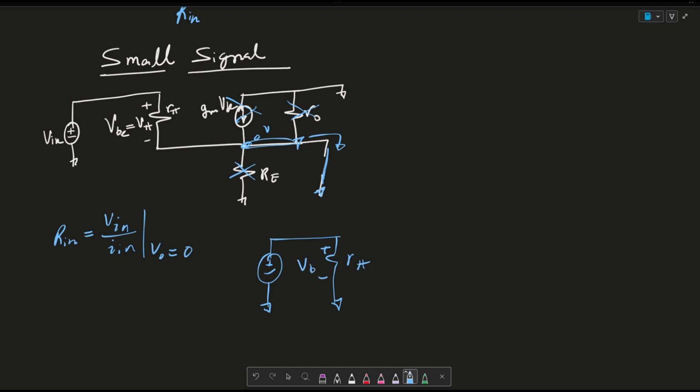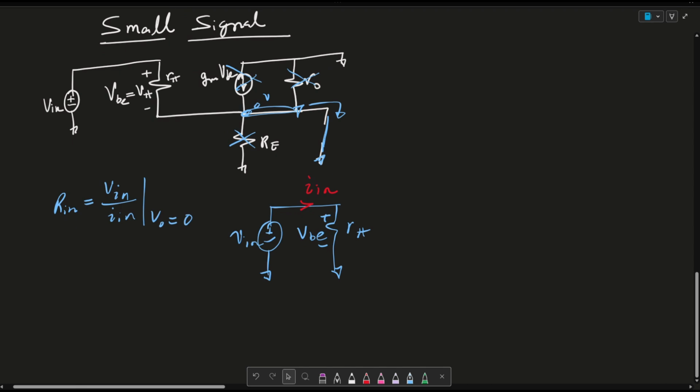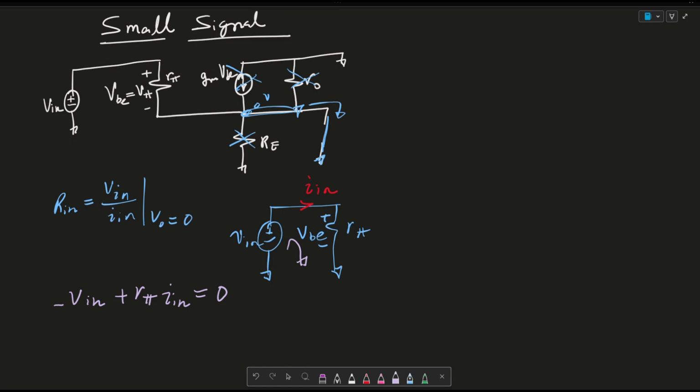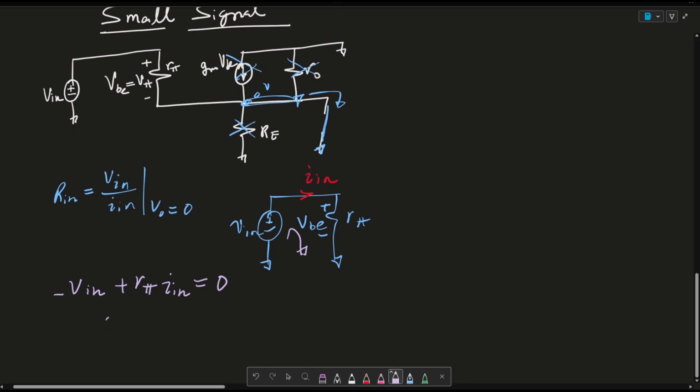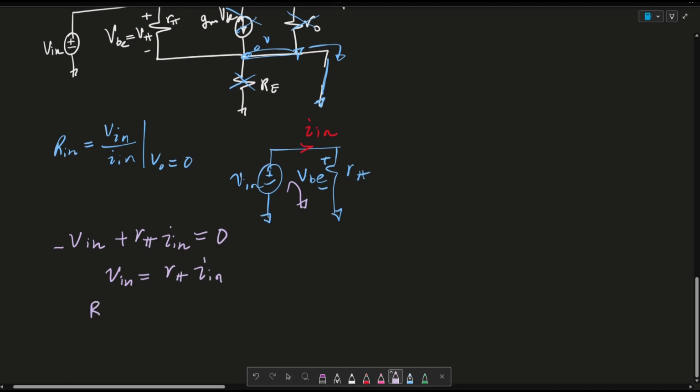The voltage across here is called VBE, and this is Vin. And the current that flows here is Iin. As you can already see what Rin is going to be, but let's go ahead and write some equations. For example, I'm going to write a KVL equation around that loop and say minus Vin plus R pi times Iin is equal to 0. Then this becomes Vin is equal to R pi times Iin. And then again, Rin is equal to Vin over Iin, which is equal to R pi.